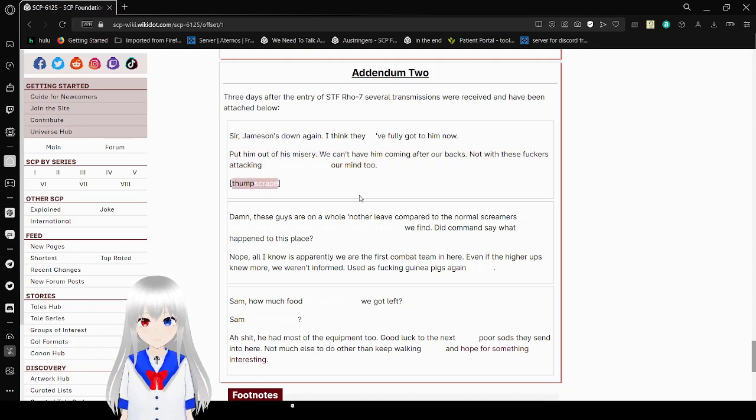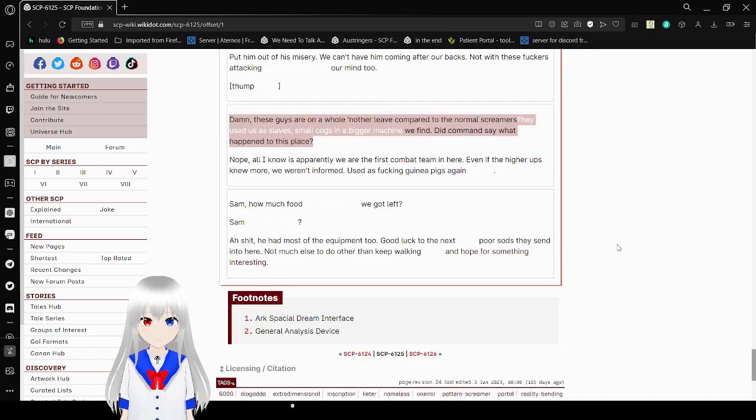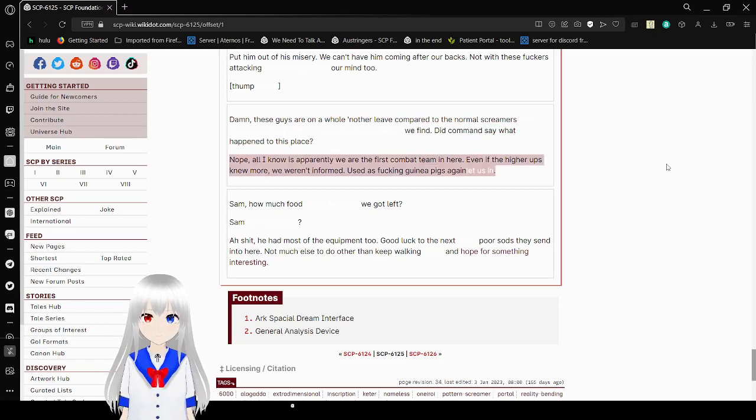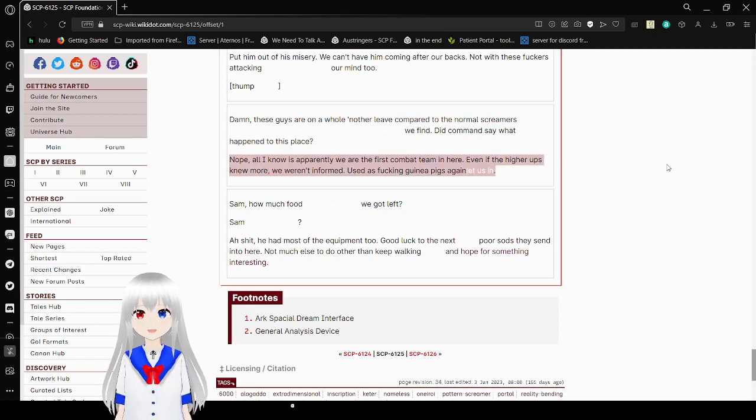Damn, these guys are at a whole other level compared to the normal screamers. They used us as slaves, small cogs in a bigger machine. Did Command say what happened to this place? Nope, all I know is apparently we are the first combat team in here. Even the higher ups knew more if we weren't informed. Used as freaking guinea pigs again.